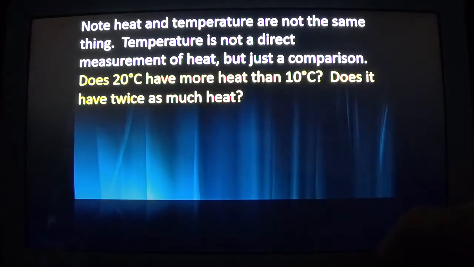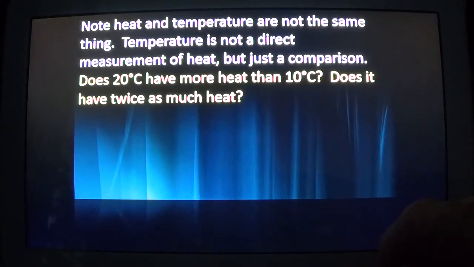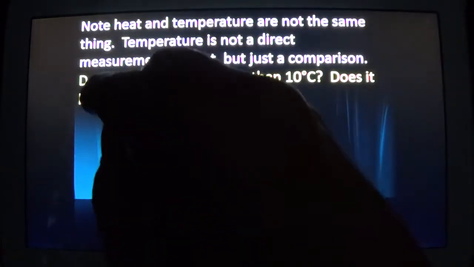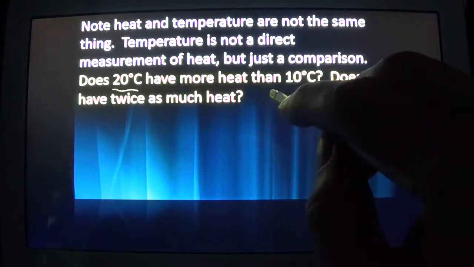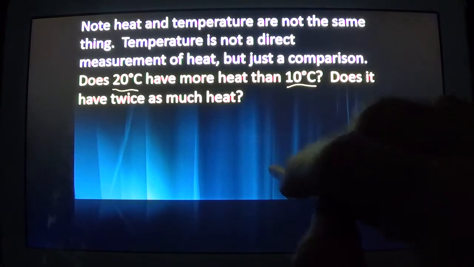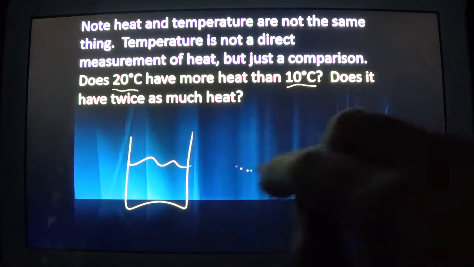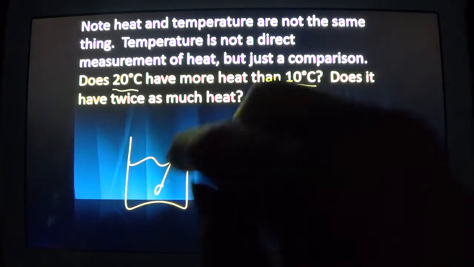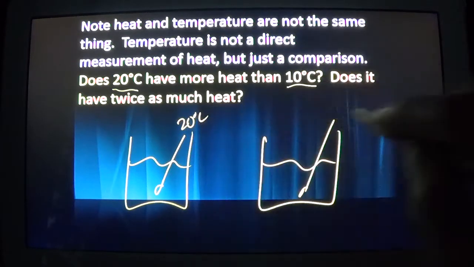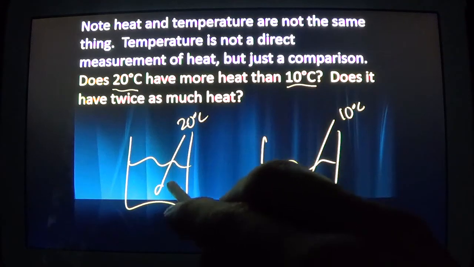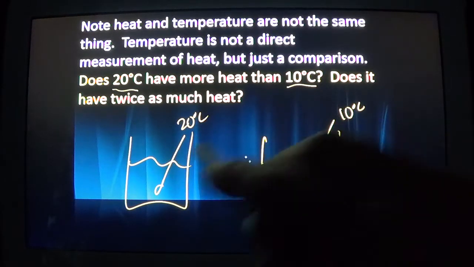All right. So please note before we continue that heat and temperature are not the same thing. Let me give an example. Does 20 degrees Celsius water have more heat than 10 degrees Celsius water? So I have a container. Here's container 1. Here's container 2. Thermometer 1. Thermometer 2. This thermometer says 20 degrees. This thermometer says 10 degrees. Does this beaker of 20 degrees water have more heat energy in it than 10 degrees? Yes, it does.